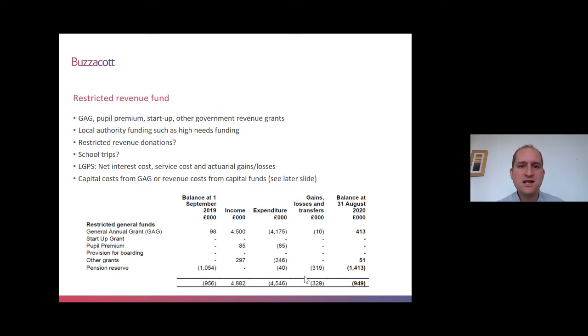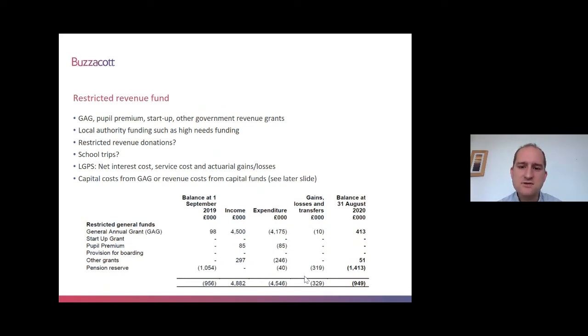What we've got here on the slide is an extract from the funds note in the accounts. One of the notes to the accounts breaks down those three columns into a lot more detail. The rows here are similar to the columns that we saw on the previous page, and the middle column, the restricted general fund, is split down into a whole number of subcategories. So we've got the GAG money, the start-up, the pupil premium, all the things that make up those restricted general funds, including the pension reserve, as I mentioned earlier.